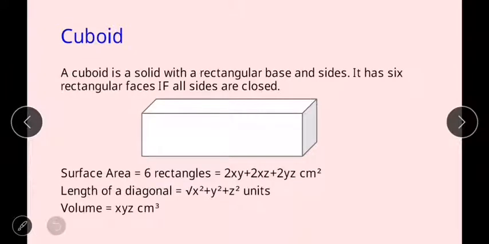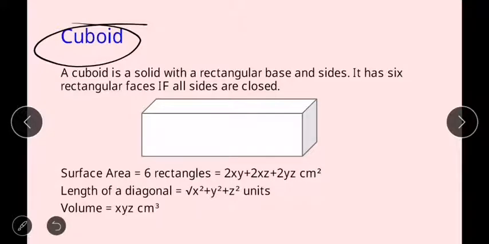Now, let's talk about cuboid. A cuboid is a solid shape with a rectangular base and sides. This categorically has a rectangular shape embedded in it, unlike the cube that we talked about the other time. It has 6 rectangular faces if all sides are closed. Give me a perfect example of an object that has the shape of a cuboid.